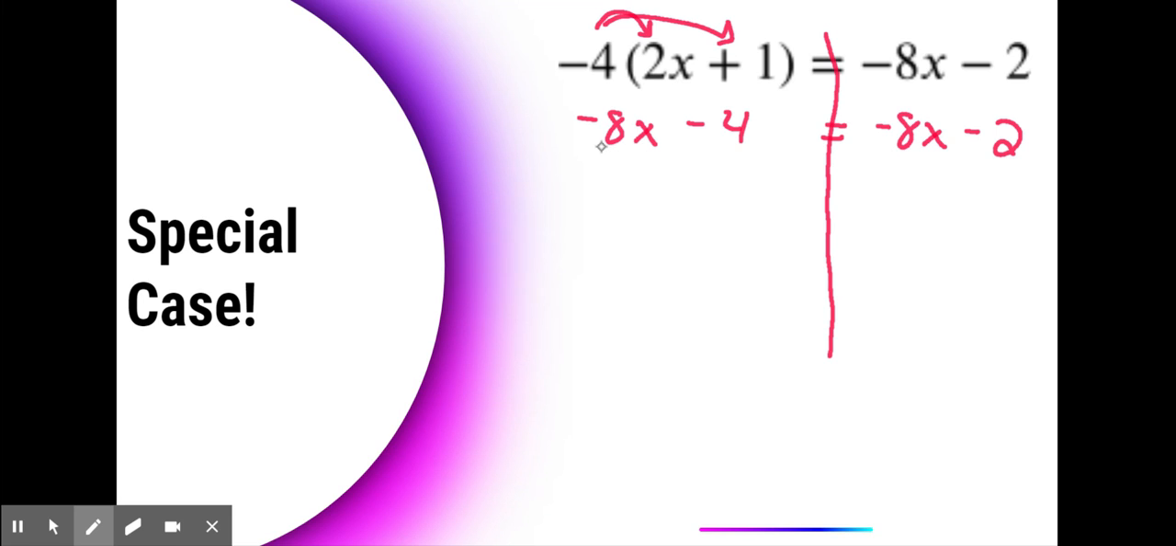All right, do I have any combining to do? There's nothing to combine on the left. There's nothing to combine on the right. So I get to skip that step. Now I need to move one of the variables.